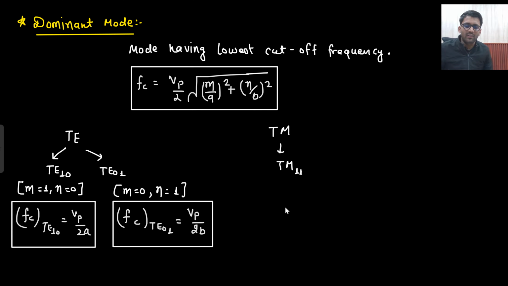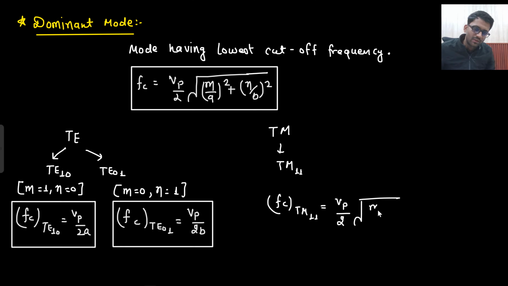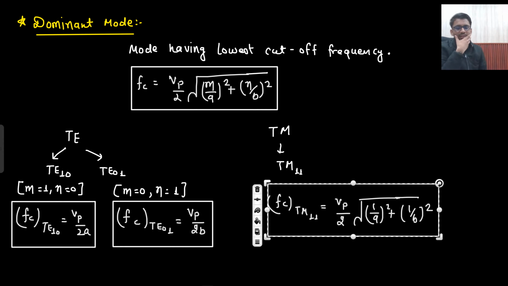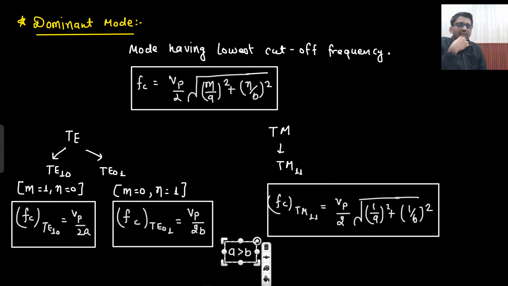And for 11, if I calculate, what do I get? Fc for TM11 would be Vp by 2 under root 1 by a whole square plus 1 by b whole square. Now you yourself let me know which of them is minimum. And if you remember, we have one condition. What is that? That our a is greater than b, right? When I make the waveguide, we always take this condition that in the x direction we have a, which is greater than b.